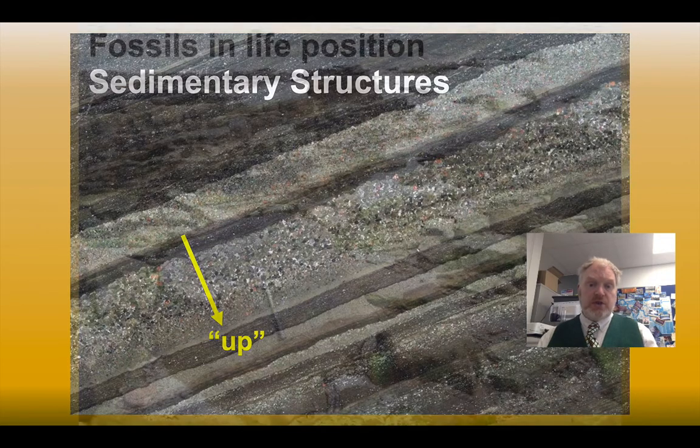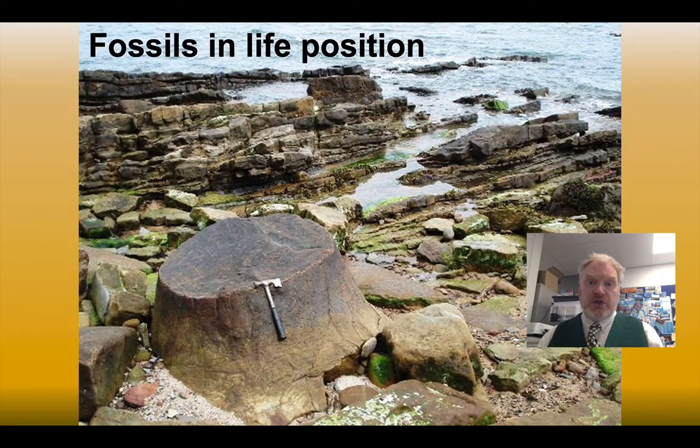We can also use fossils. If we find fossils that are in a life position, so where an organism grows in a particular way, if we find it in that same way, then we know that the beds are the right way up. This is a petrified tree, for example. Now, trees grow up. So if we find a tree trunk like this one, which we can see is getting wider as it goes towards the base, then these rocks clearly have to be the right way up. If this is the other way around, so if we're seeing the roots above the trunk, for example, we know the beds have been overturned.